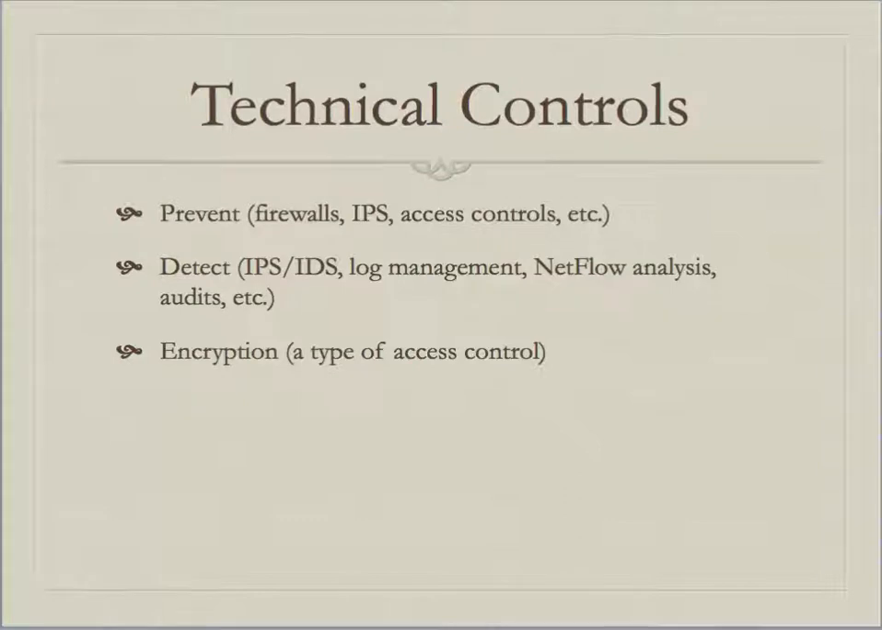Prevention controls try to keep bad things from happening. We can't always prevent bad things from happening, so we also need detection controls. Detection controls detect when something bad is happening, alert us to it, and allow us to respond appropriately. Notice in this slide that IPS is both a prevention and a detection control, because it can detect or it can block depending on the business rules you've put into the device.